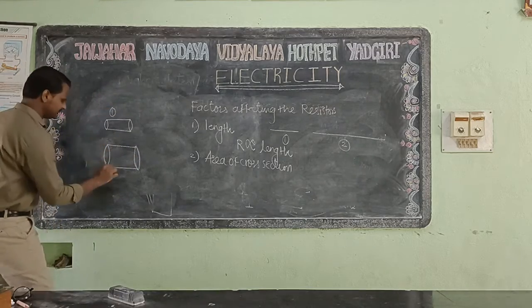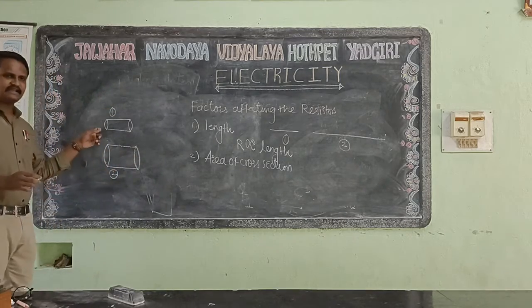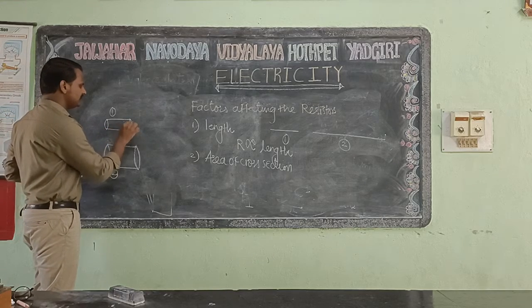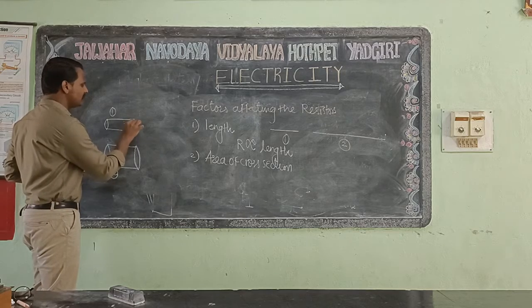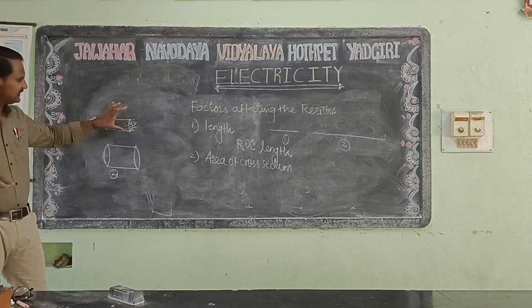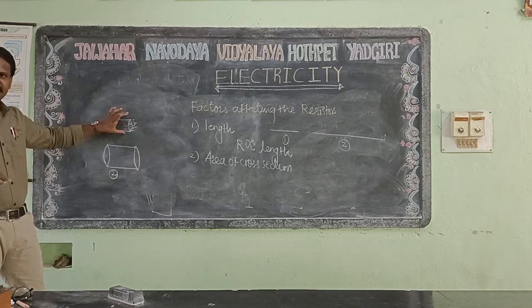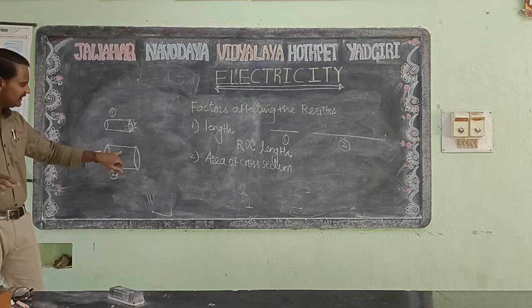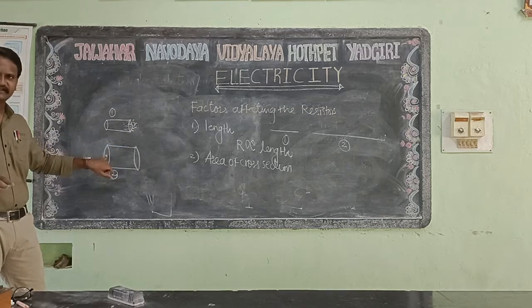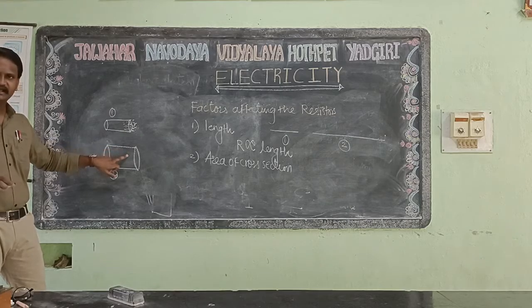In the first case and in the second case. In the first case, the electrons have less area to come out of the cross section, so the number of electrons coming out of the cross section will be less because the area of cross section is less. So as the cross section increases, the resistance will decrease.